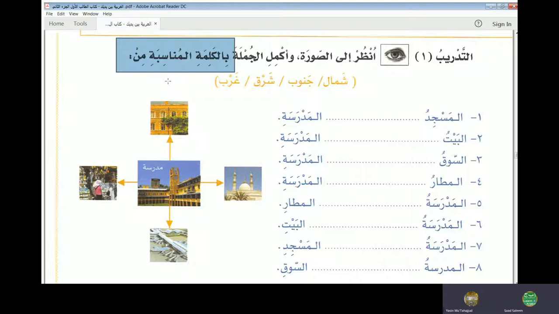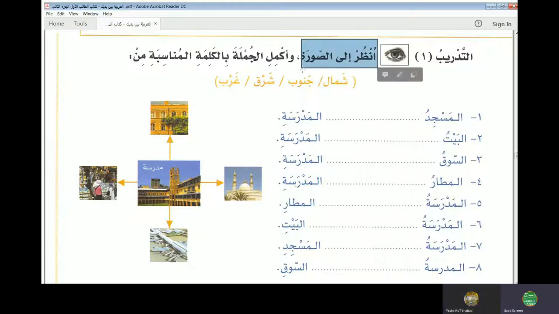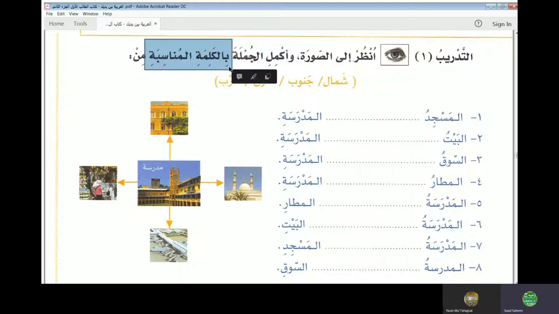Okay, look at the picture, and make a sentence with the appropriate words from the brackets. Unzur ila as-suwar, look at the picture. Wa akmili al-jumal, and complete the sentence bil-kalimat al-munasiba, with the appropriate words, from Shamal, Janub, Shark.